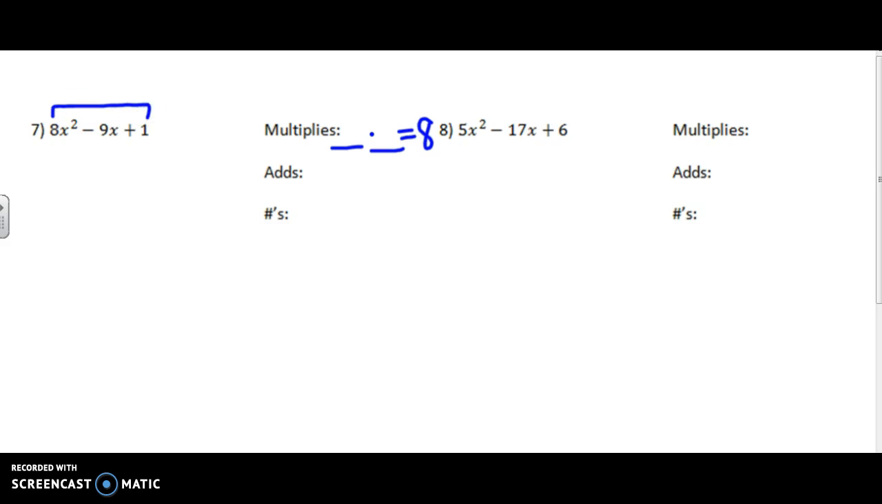8 times 1 gives us 8. And then our add part in the middle is going to be a negative 9. So again, watch your signs here. So since our multiplication part was positive, but the adding part's negative, that tells us both numbers have to be negatives. So how about a negative 8 and a negative 1? Work for both. So then I'm going to have x minus 8 and x minus 1.